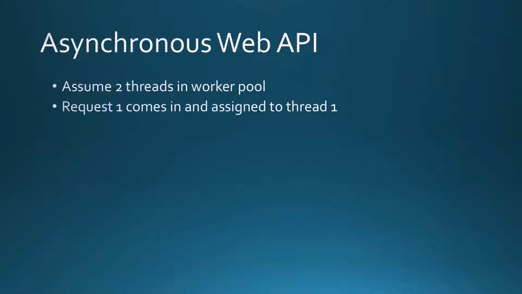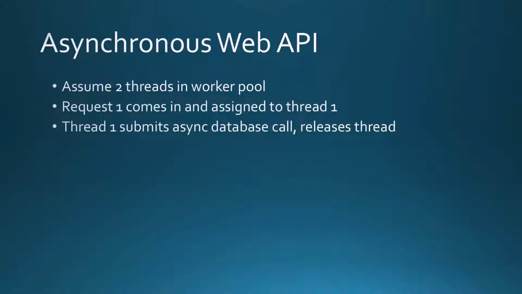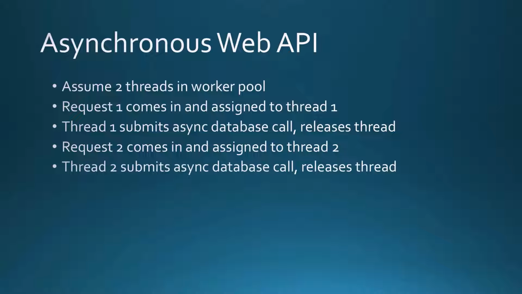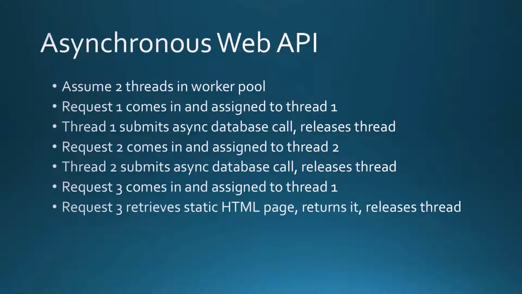Now, if we take that same example of assuming two threads in the worker pool and an asynchronous call comes in, request one comes in and is assigned to thread one, but thread one submits an async database call and then releases the thread back to the pool. So now we got a background task going on, but the thread is now free. Request 2 comes in and is assigned to thread 2. Thread 2 submits another background task to do some sort of database call, and it too releases the thread. So now when request 3 comes in, it can be assigned to thread 1. Maybe request 3 just retrieves a static HTML page.